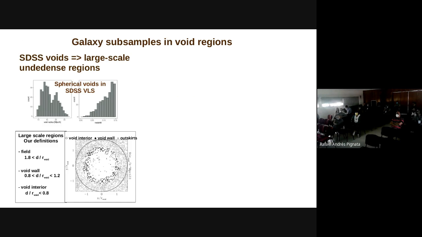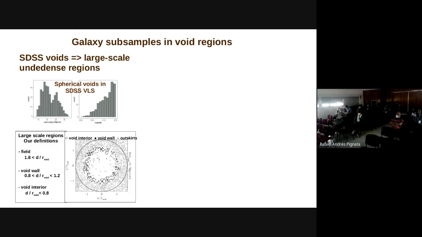The other under-density region we use is the void wall, that is the outer parts of the void and corresponds to regions between 0.8 and 1.2 in void radius units. And we also consider galaxies in the field that are far enough from the voids. Here you can see an illustration of galaxies. It's a stacking of different voids, and different colors correspond to galaxies in the different large-scale regions.